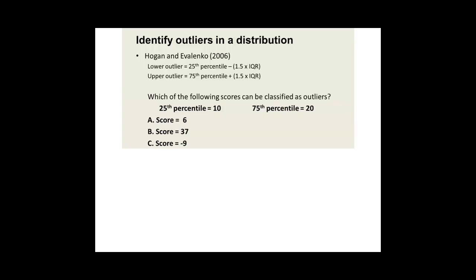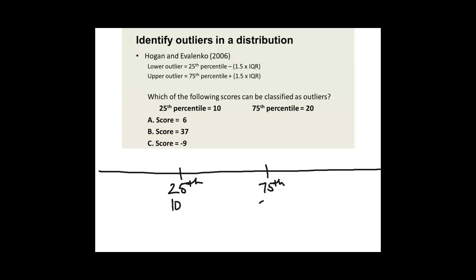For our last example, let's evaluate certain scores given a 25th and 75th percentile to determine whether they are outliers or not. So I'm going to start off with this problem by setting up that number line that we've been using, just to understand that these scores are all continuous. And I'm going to center 10 and 20 as the 25th percentile and the 75th percentile. And I can see from this that my IQR is 20 minus 10, or 10, which means that 1.5 times the IQR is going to be 15.